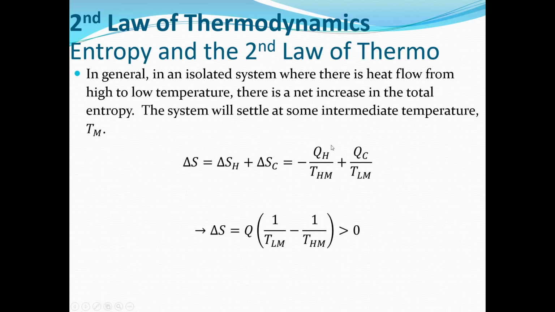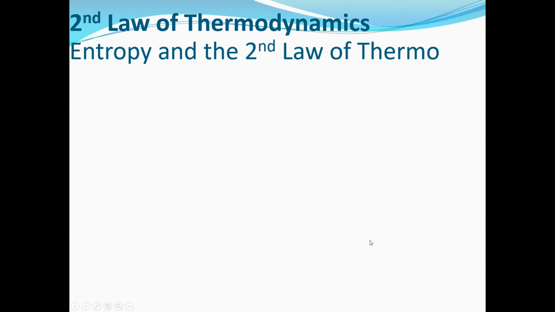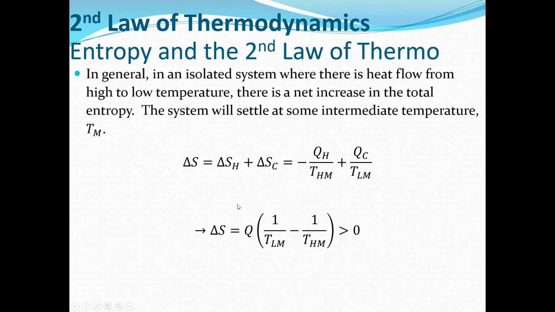In a case like this, where it's isolated, these heat values will be the same, so it can be pulled out, and you end up getting this. Because T_HM is always going to be a higher number than T_LM, this fraction is always going to be smaller than this fraction. So in an isolated system, the entropy change will always be bigger than zero. This is a very important thing with the second law and with entropy: in isolated systems, the entropy is always going to increase.